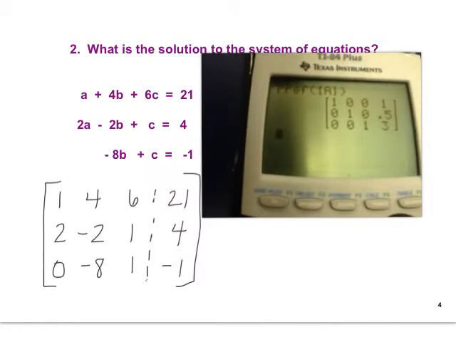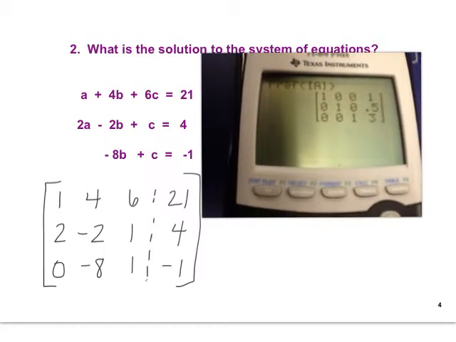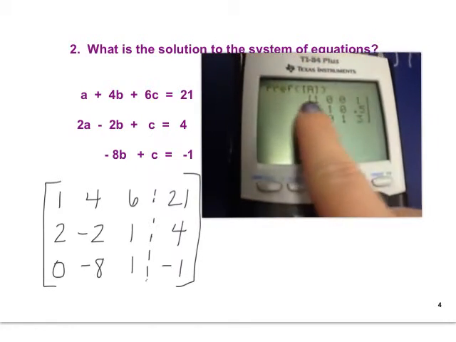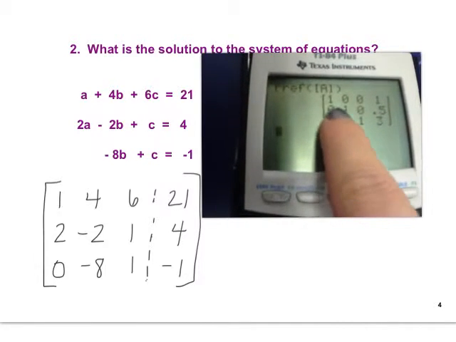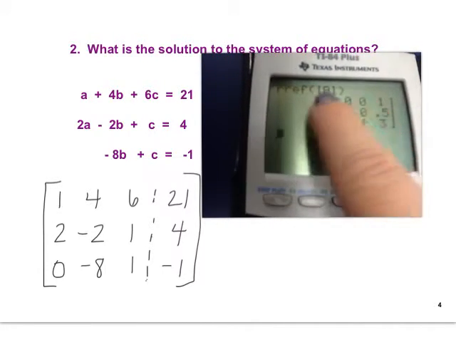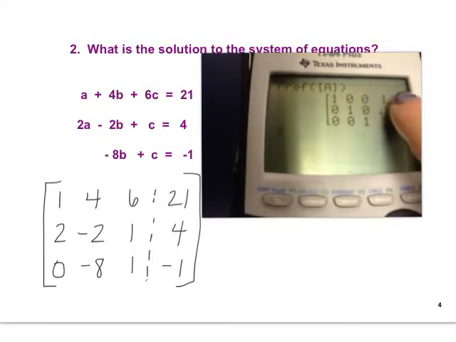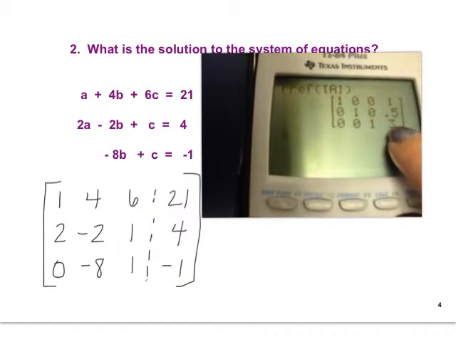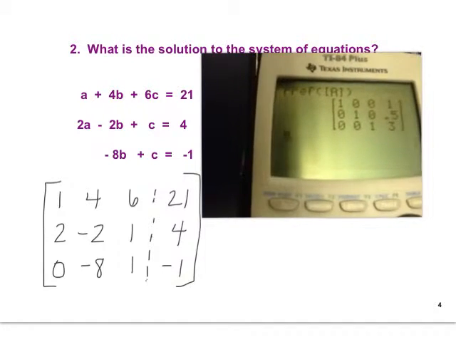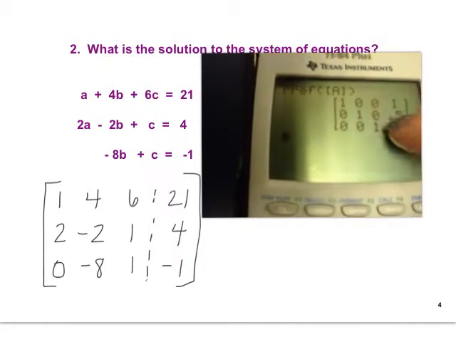And it puts that matrix into reduced row echelon form for me. Notice I have an identity matrix here, a diagonal of 1s. All the rest are zeros here, zeros here. Therefore, this is the solution. A is 1, B is 0.5, C is 3. Or we could say A is 1, B is 1/2, and C is 3.